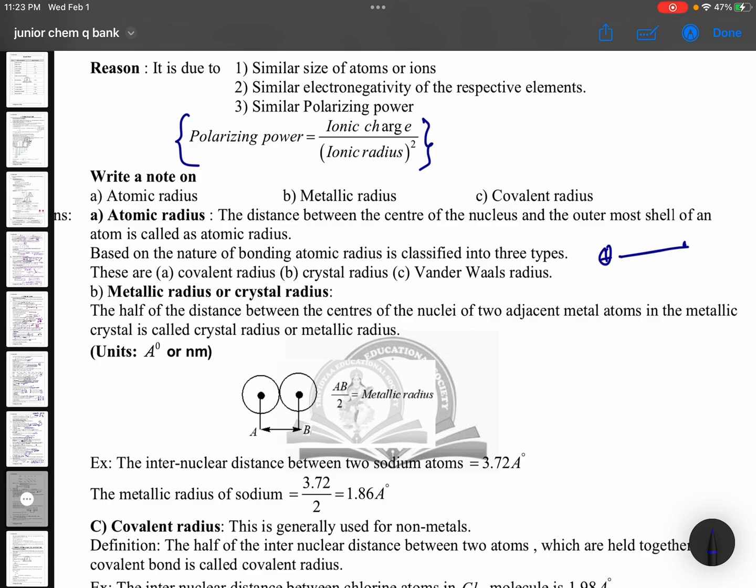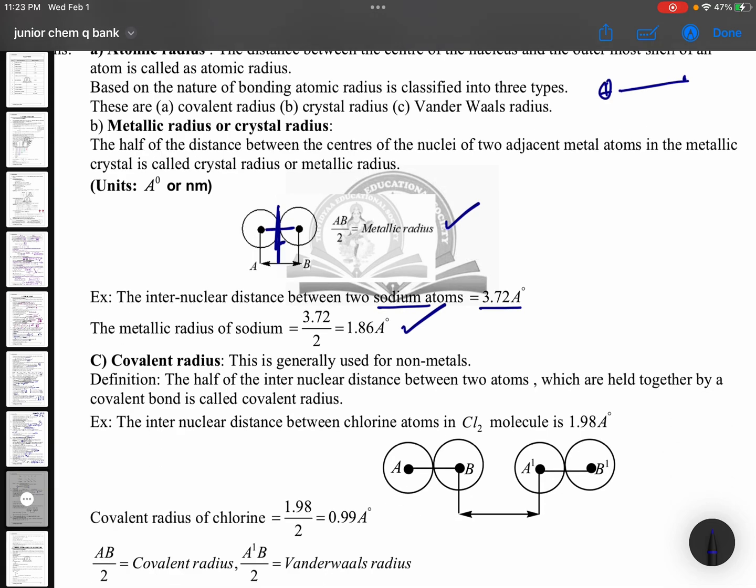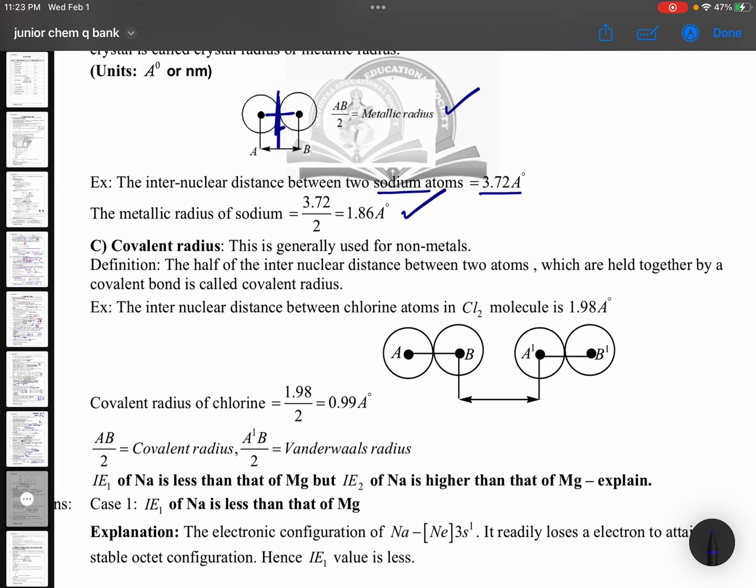Now see, there is no overlapping. They are just side by side. Half of this distance is called metallic radius. Example: for sodium atoms the distance is 3.72, so the radius is 1.86. No need to learn it by heart, but if you remember, that's a good thing.